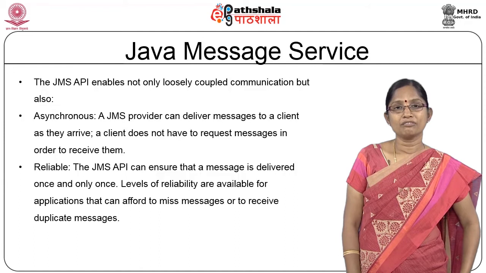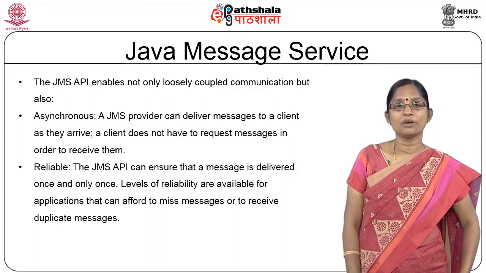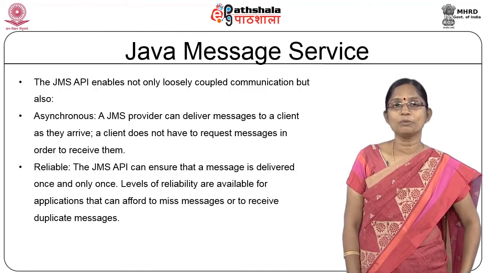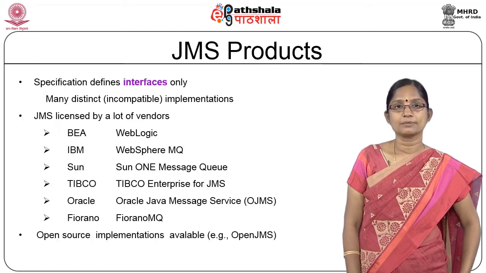The second kind of communication is that it is reliable. The JMS API can ensure that a message is delivered once and only once, with no repetition or duplication of messages. Different levels of reliability are also available for applications which can tolerate missed messages or duplicate messages. So here it is delivered once and only once.